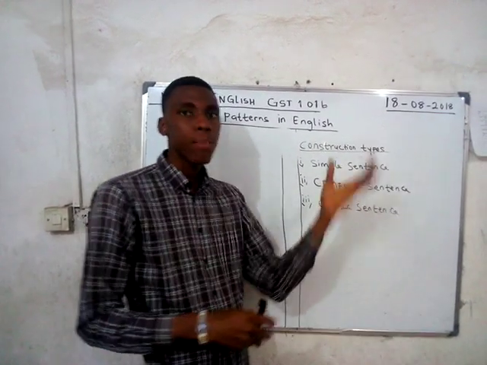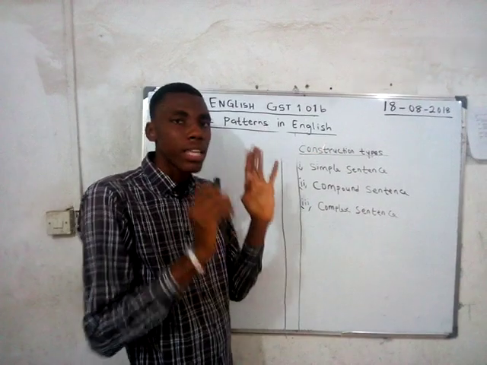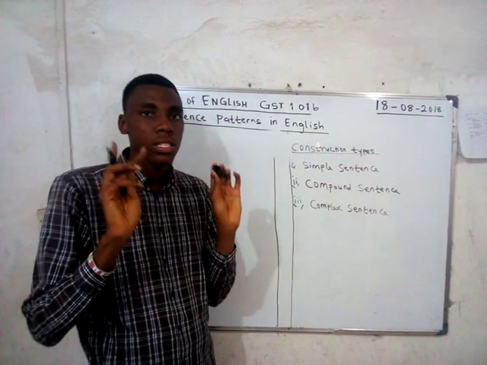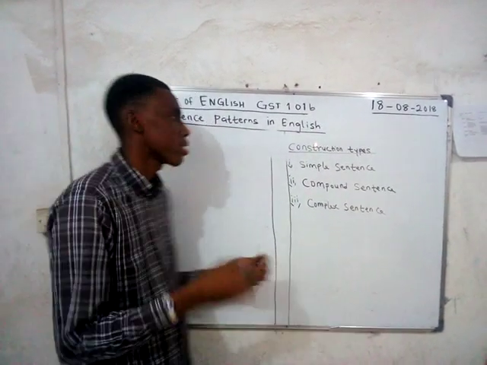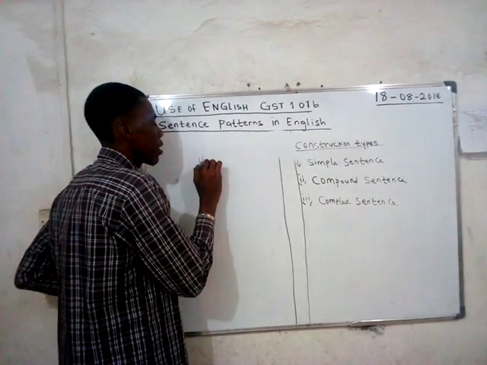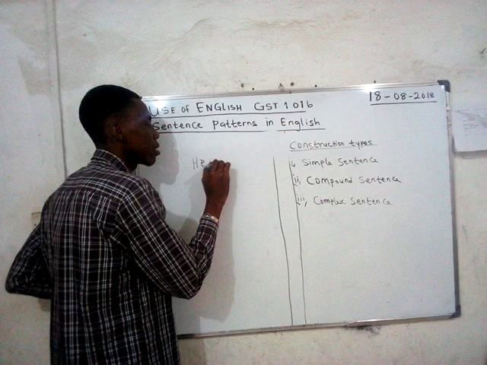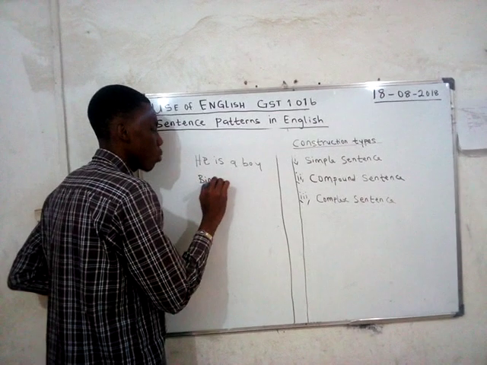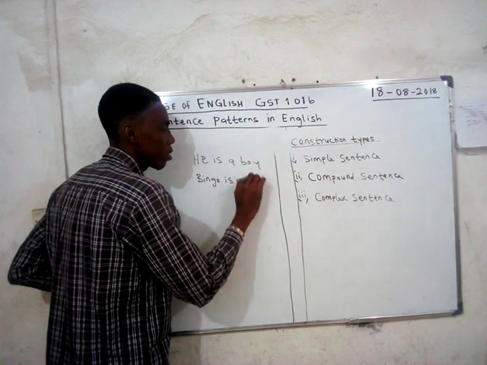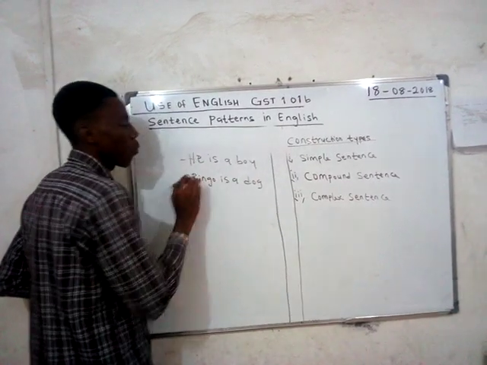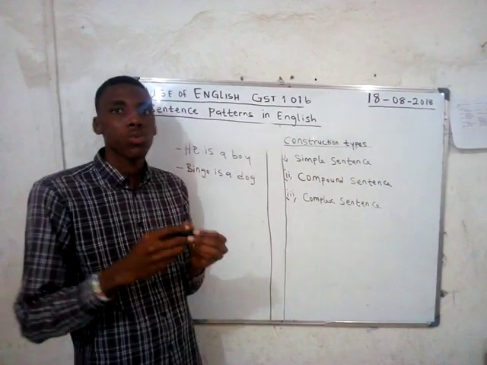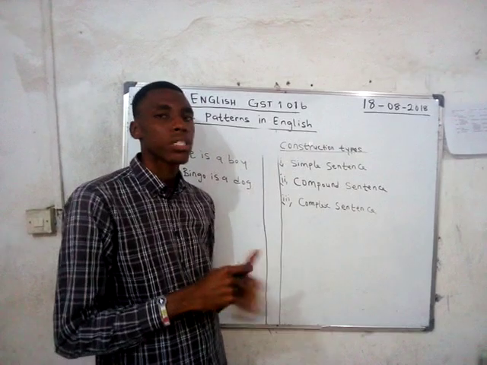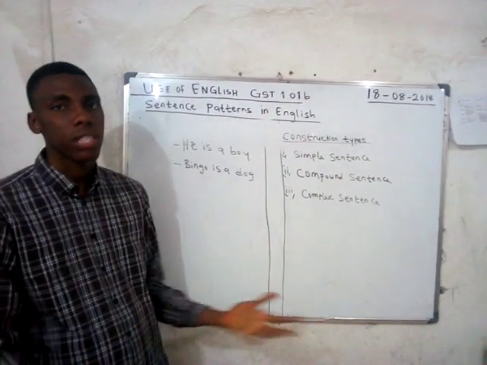A simple sentence can be likened to what? It is a declarative sentence, just a statement. A simple sentence is also known as a statement. Examples of simple sentences: He is a boy. Bingo is a dog. All these are simple sentences. It's just a statement.